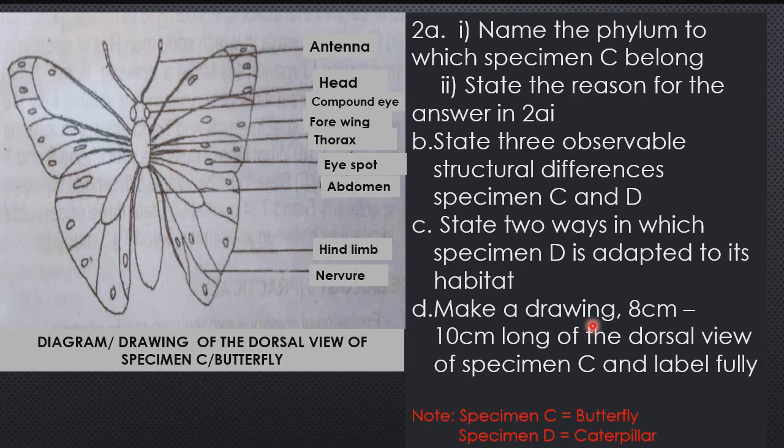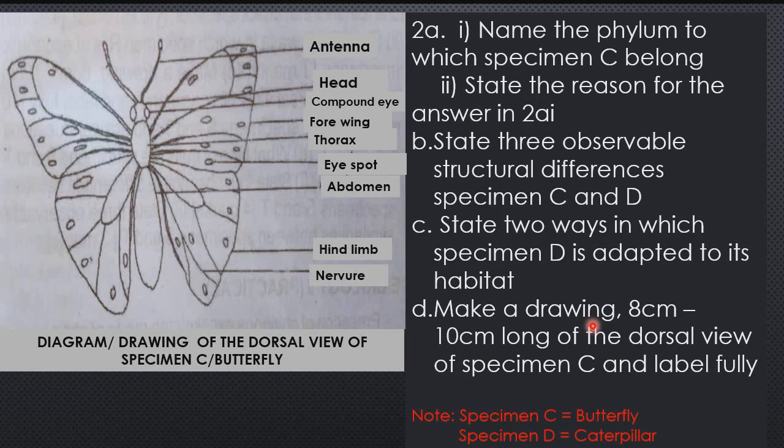The phylum is Arthropoda. All insects belong to the phylum Arthropoda. All crustaceans belong to the phylum Arthropoda. All arachnids belong to the phylum Arthropoda. All myriapods belong to the phylum Arthropoda. They belong to the same phylum, Arthropoda.